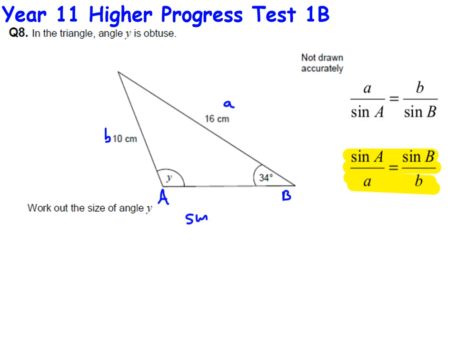So that means that sine of y over 16 equals sine of 34 over 10. Now, we're going to multiply both sides by 16 to get sine y on its own. So this gives us 16 sine 34 over 10.